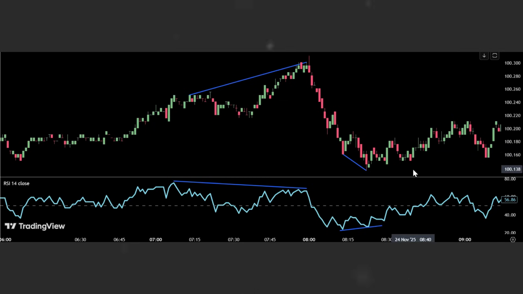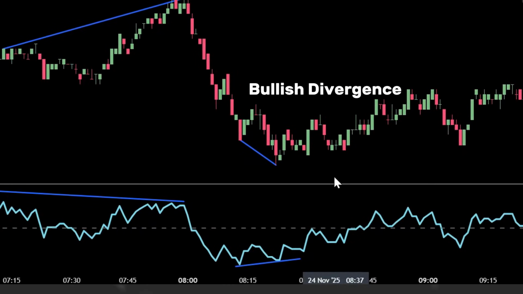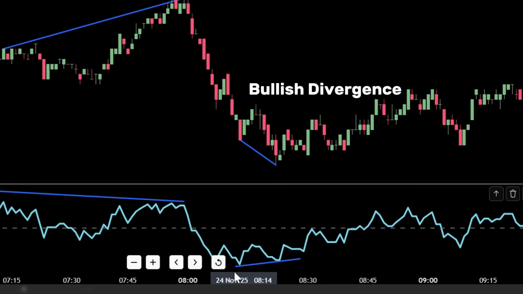Let me show you the two main types. First, bullish divergence. See here. Price makes lower lows, but RSI makes higher lows. This shows that selling momentum is weakening and buyers may step in soon. For example, notice this small pullback. RSI starts rising even though price keeps dropping, giving us an early signal.